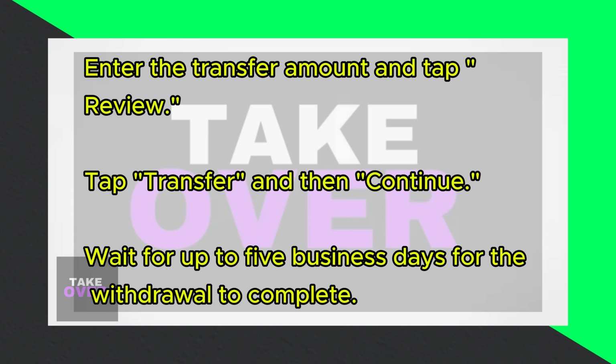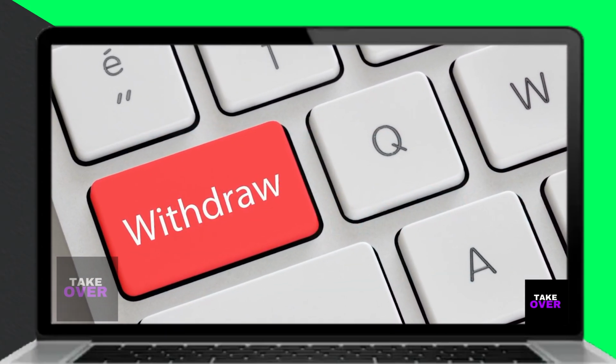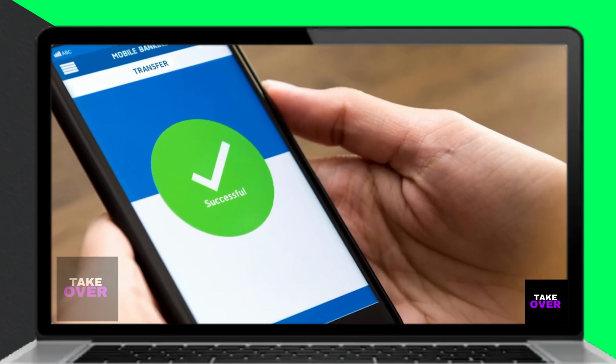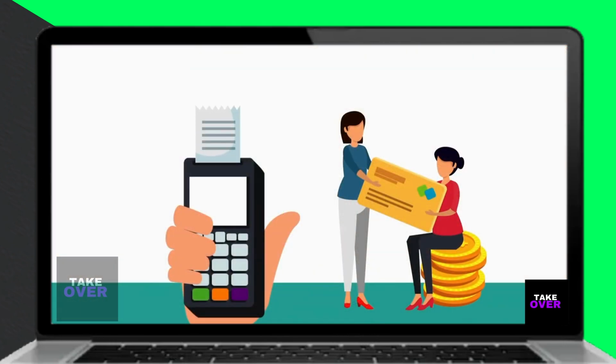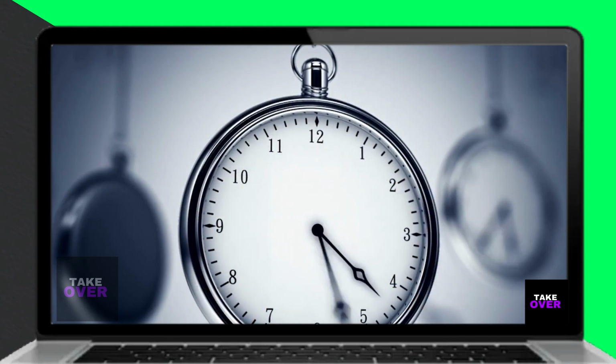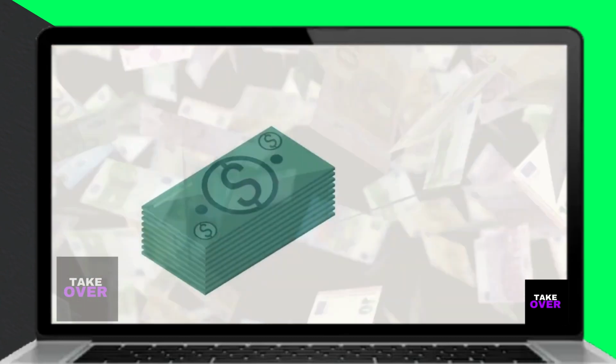A prompt will be displayed indicating that your withdrawal has been submitted. The transfer process will begin, and your withdrawal may take up to 5 business days to complete. So there you have it, you can get money off of Robinhood using these steps.